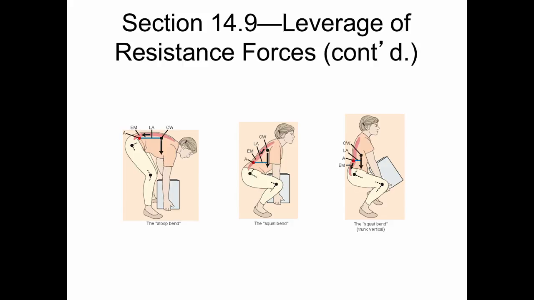Which of these is the safest method for lifting a heavy object? A, B, or C? The squat bend with the trunk remaining vertical is the safest method for lifting the heavy object. C.